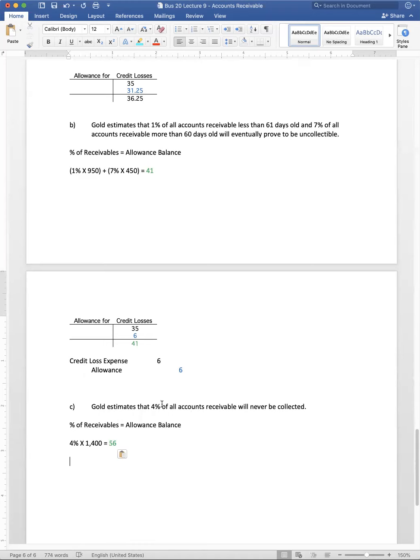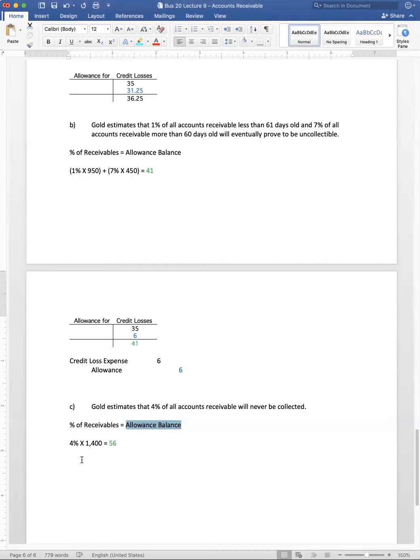Okay, so first step was figure out the method. Second step was determine the formula based on the method. And the third step here is going to be to take that number we've calculated and apply it to the right thing. All right, what's the right thing? Well, we've calculated the allowance balance. So we're going to apply it to the allowance balance, the total in the allowance T account.